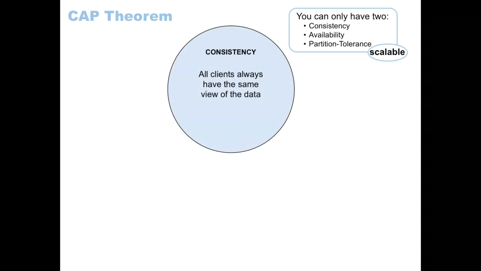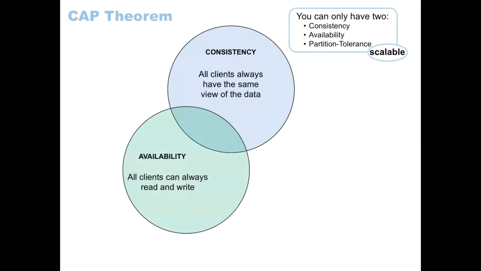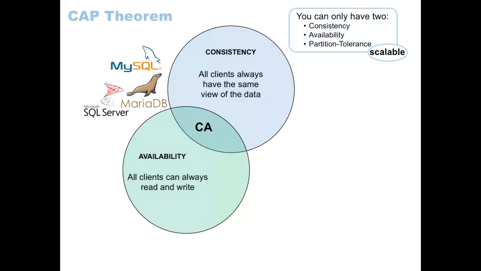So consistency means all clients always have the same view of the data. Availability, all clients can always read and write. Now, the databases that fall into this category, consistent and available, are the relational databases, but also Neo4j, which is a graph database that we're going to talk a little bit about later.